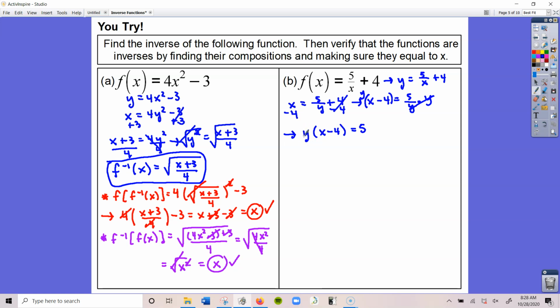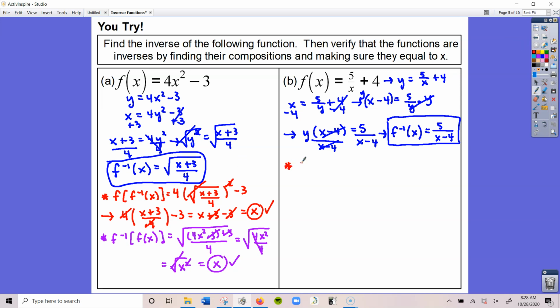Now since I want to get the y by itself, instead of distributing and trying to work it out like that, because then we're going to have multiple y's instead, I'm just going to divide that x minus 4 to both sides. And now the y is alone, and this is my inverse. So f inverse of x is equal to 5 over x minus 4. Now I'm ready to start verifying through compositions.